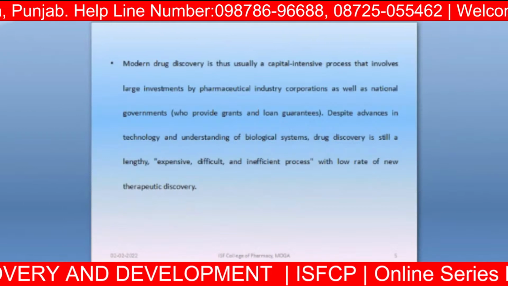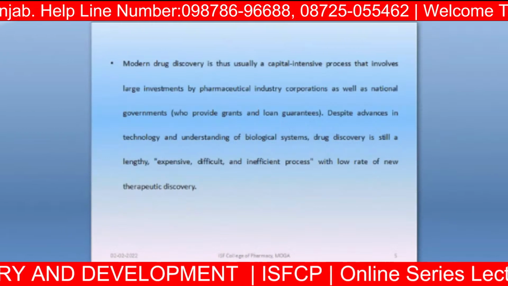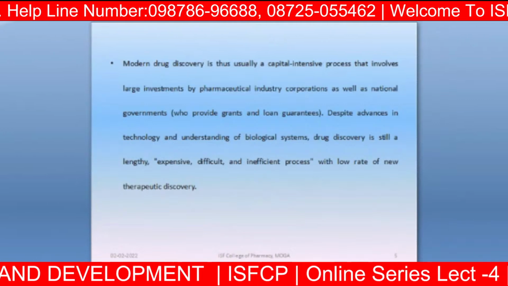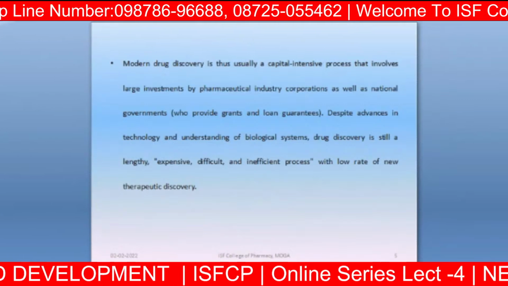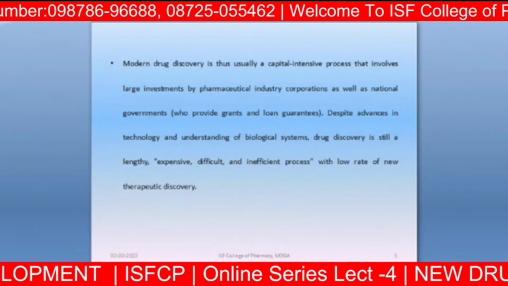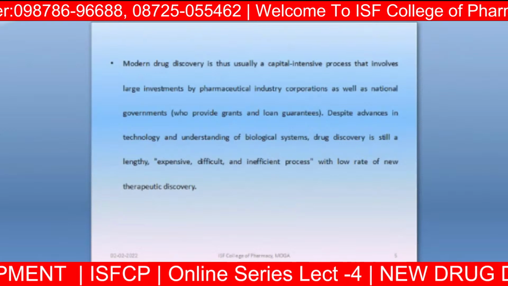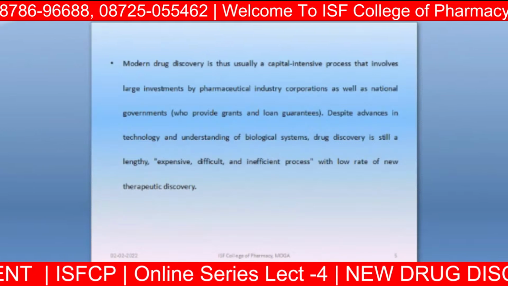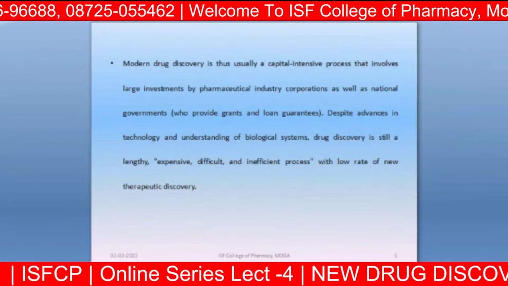In the next slide, I will show all of you which types of companies are paying the particular amount for the same. So that's why not many companies are involved in research and development. They are only trying to produce their already established products.